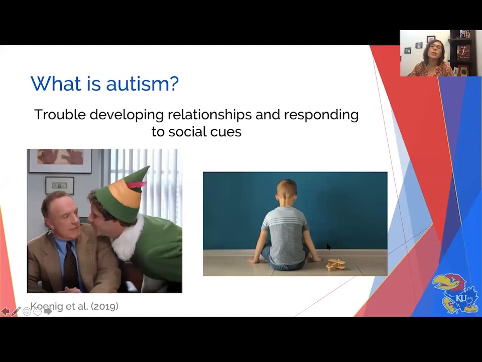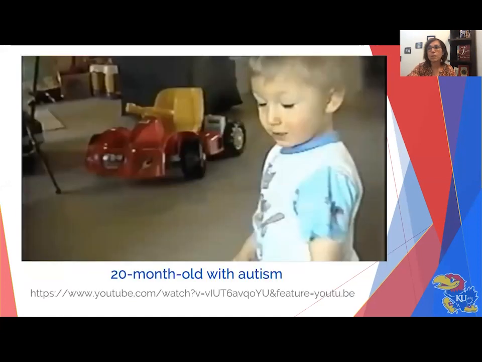So usually one of the earliest signs of autism is trouble developing relationships and responding to social cues. So how might this look? Well, this is a short clip of a 20-month-old, and you'll see that his mom is engaging with him, but he's not engaging in the typical social type of reciprocity that we might see in a typically developing 20-month-old. This little boy has autism.